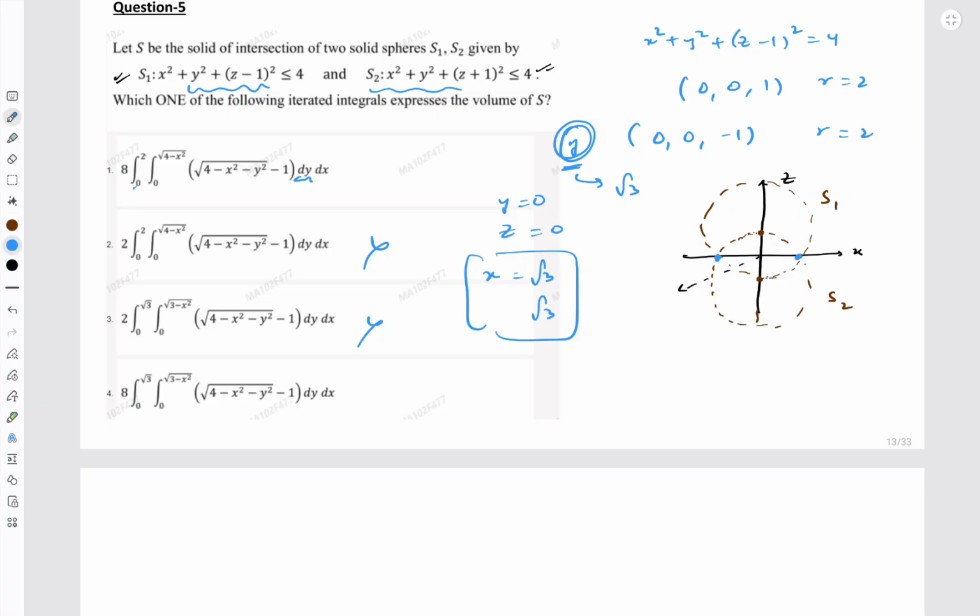So in the y direction, we cannot go outside of root 3, because that is not the volume of intersection. So it should go from 0 to root 3 only. So this option is also eliminated. So this is my correct option.